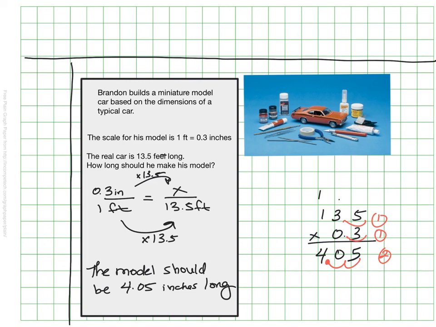We saw a lot of examples here of using scales for different things, maps and models and blueprints. The essential question was, how do we use proportions to use scales on maps and blueprints? And so hopefully you saw that. We will certainly be practicing this a bit in class, particularly with our maps. So bring any questions you might have to class, as well as your notes.